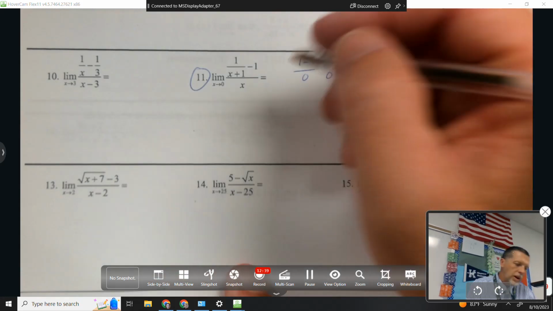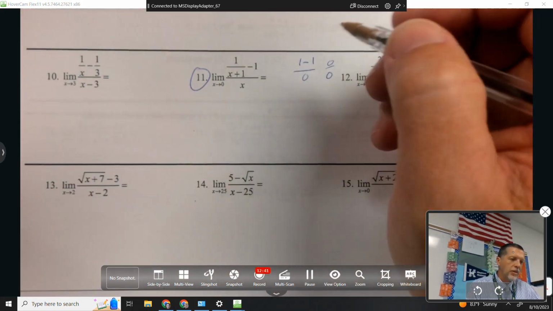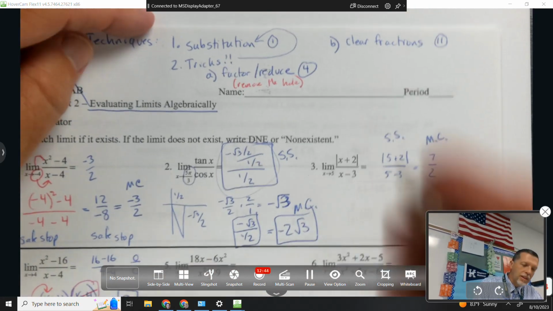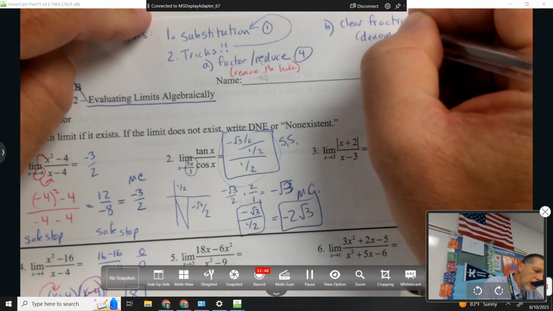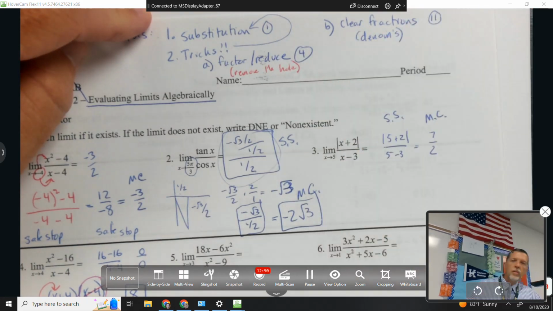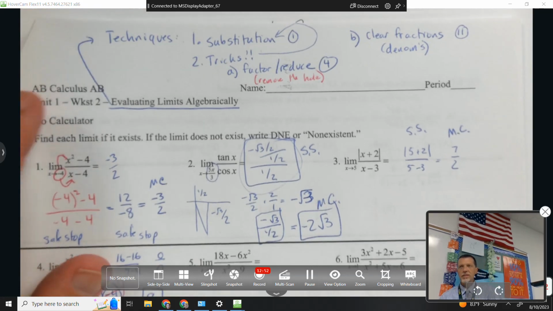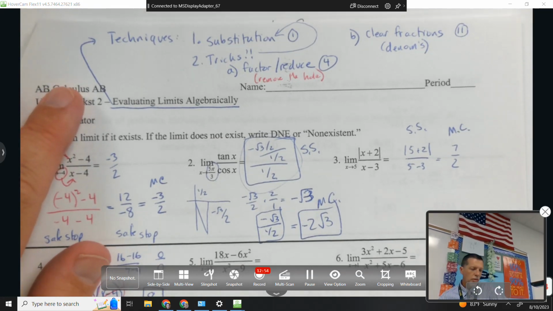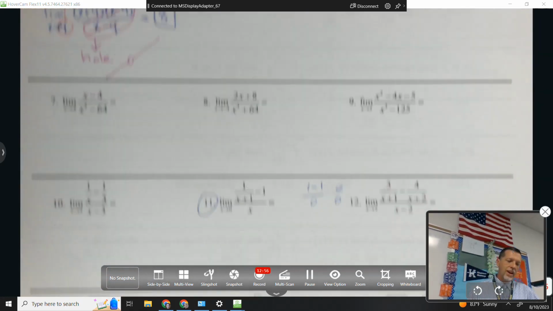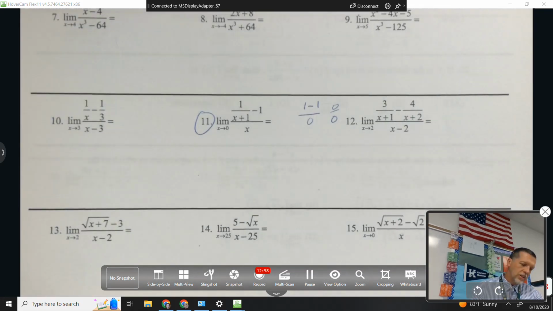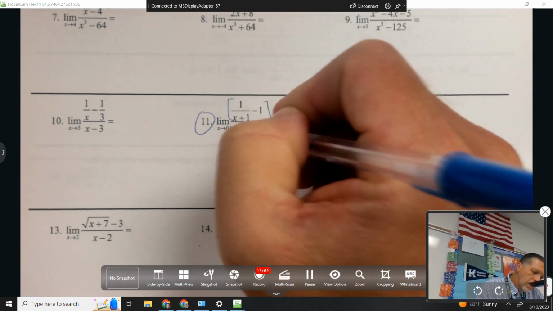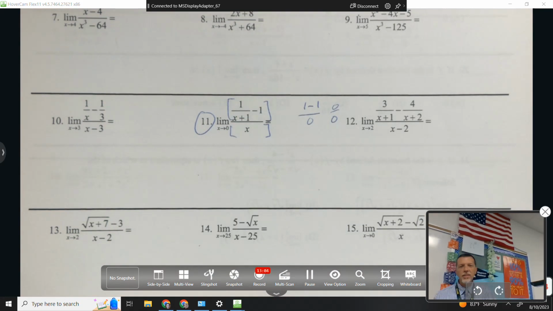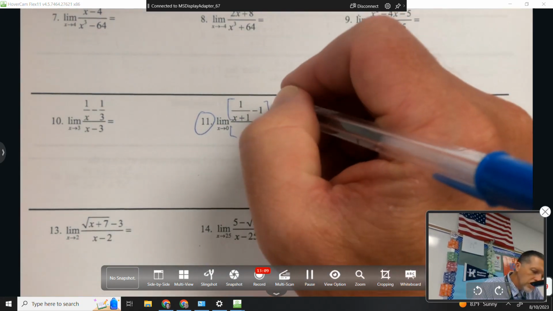Okay, what I would like to do is clear the denominators. In fact, that might be a better way to say this. Up here I said clear the fractions. What we really mean is clear the denominators. So we want to multiply through by whatever it takes to cancel all the denominators. Well, in that sense, number 11 is easy because there's only one denominator. So let's multiply by x plus 1 to everybody.